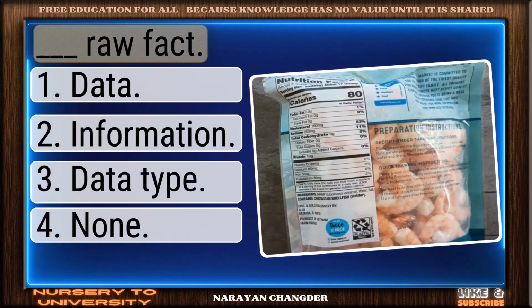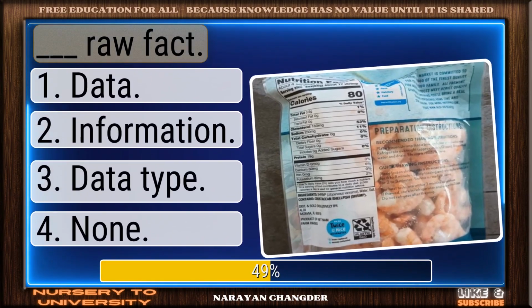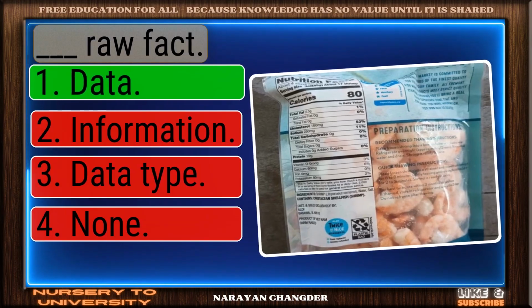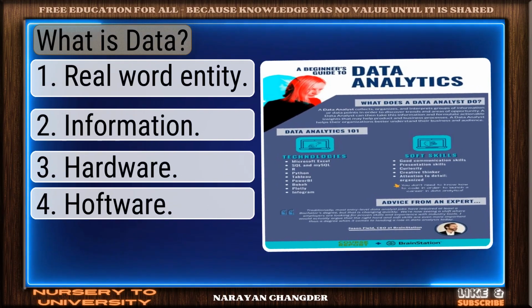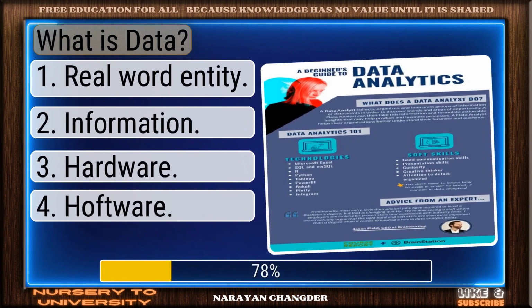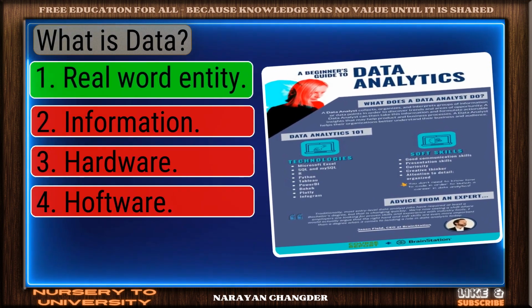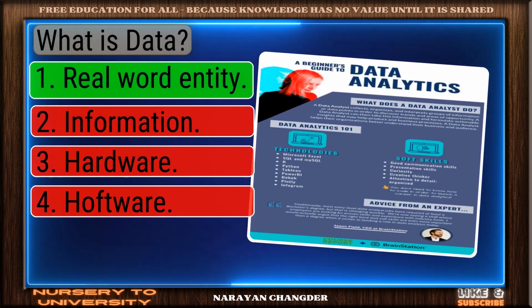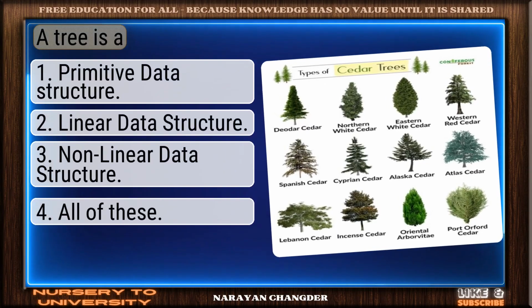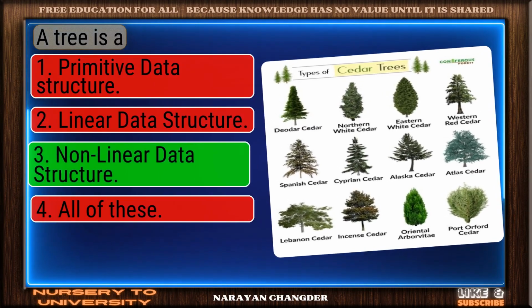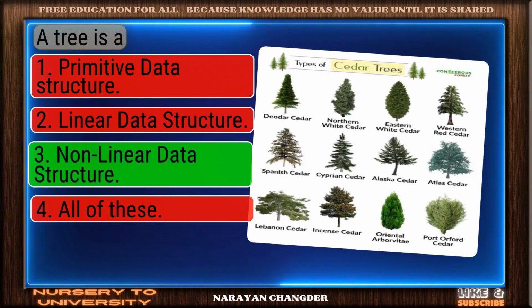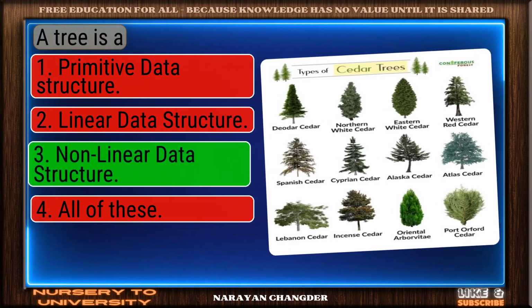Question number 78. Dash raw fact. Bravo. Data is the answer. Question number 79. What is data? Nice work. You chose real word entity and it is correct. Question number 80. A tree is a... Good job. Your answer, non-linear data structure, works well here.